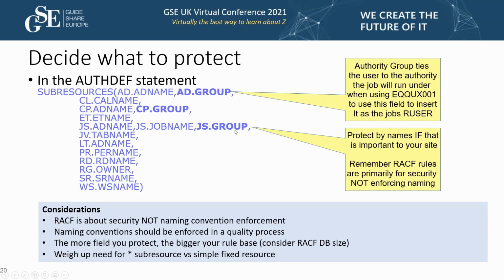This is what I would call the bare minimum. Protect on the authority group. So users can call things what they like. You should have quality control processes that say, well, this can't go into production with that name. But they can only do things for their authority group. That's the bare minimum for security, protecting on authority groups.